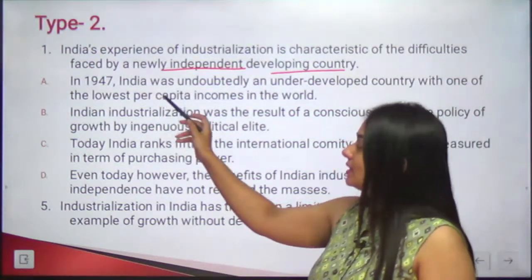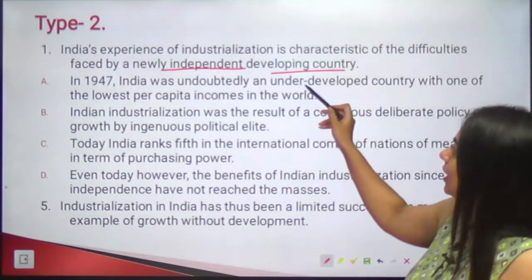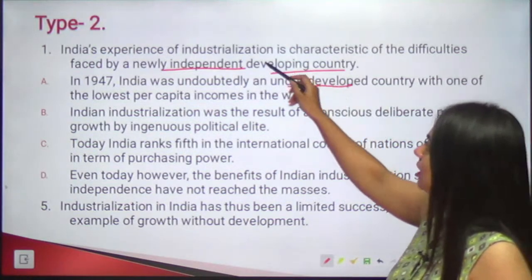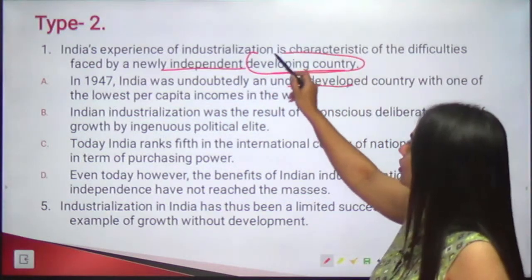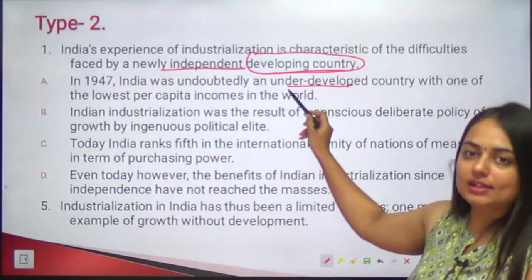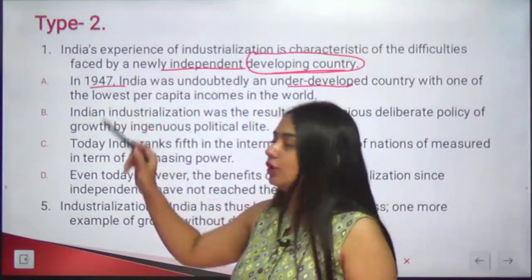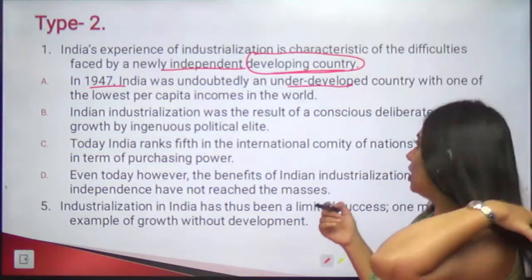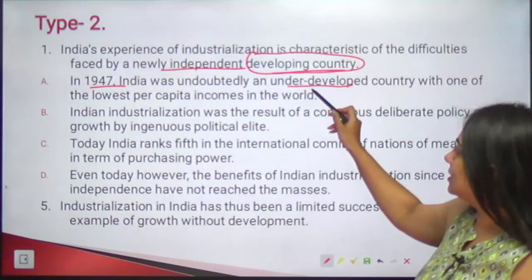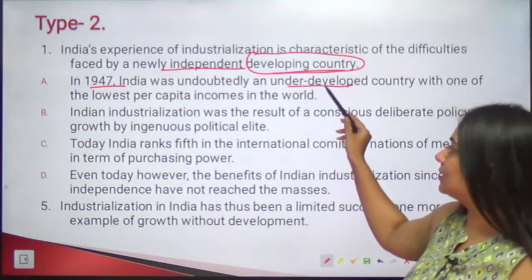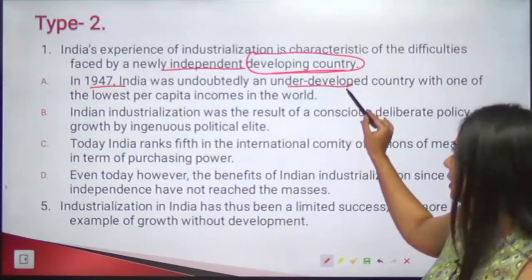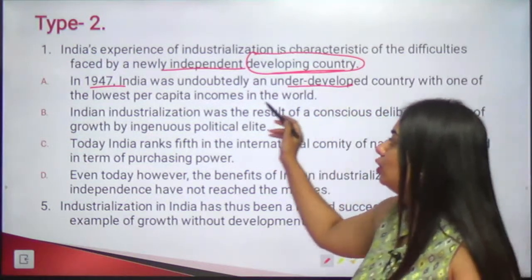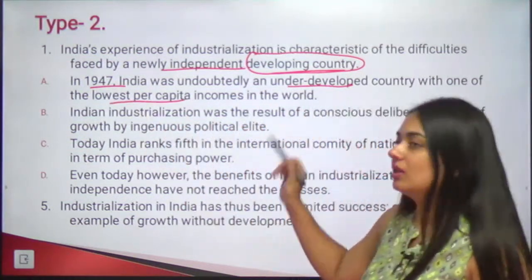In 1947, India was undoubtedly an underdeveloped country. Now here he is talking about the developing country, but now here he has talked about way back in history, 1947, when India became independent from its colonizers, and it is saying that at that point of time we were definitely an underdeveloped country with one of the lowest per capita incomes in the world.